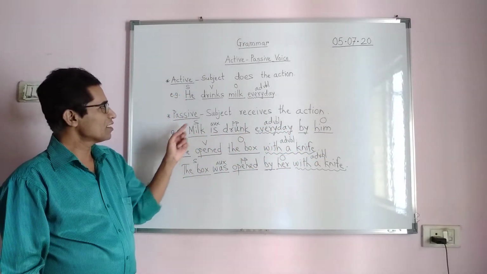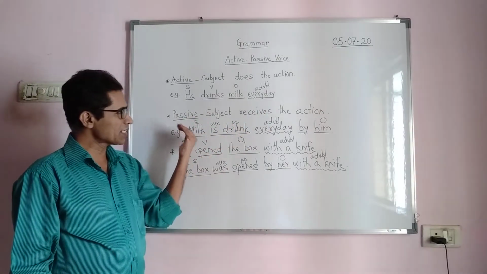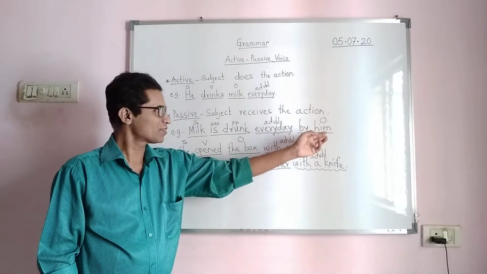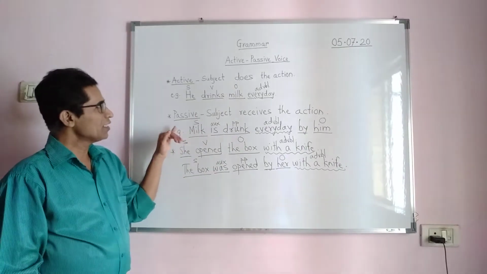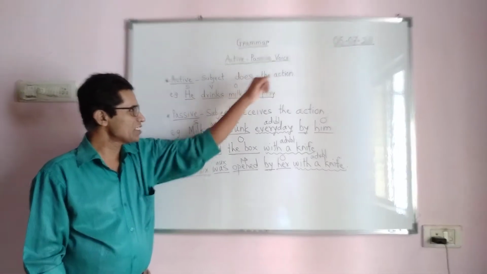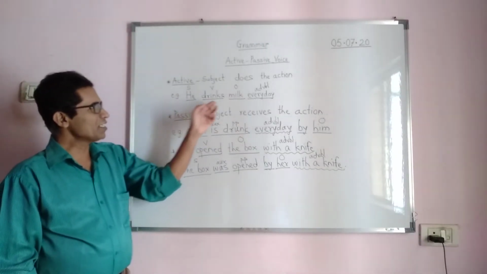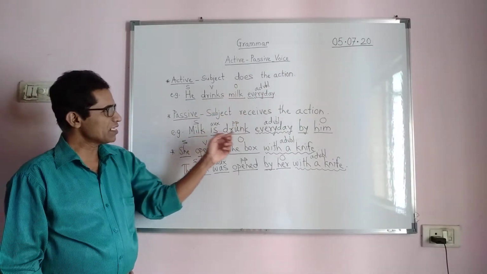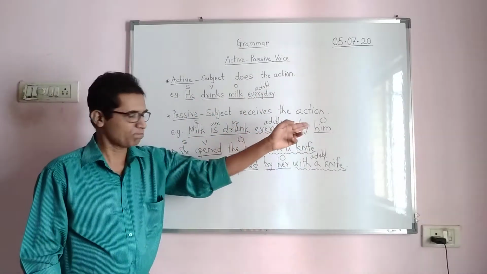You can see here the subject is receiving the action done by the object. So, this is how you can change an active sentence into passive. He drinks milk every day. Milk is drunk every day by him.